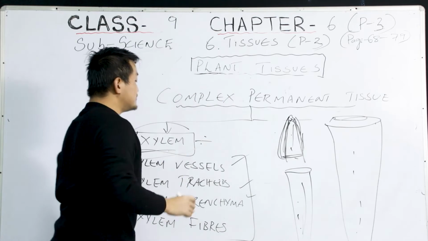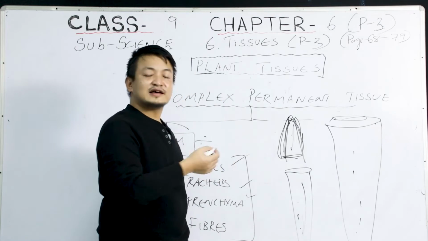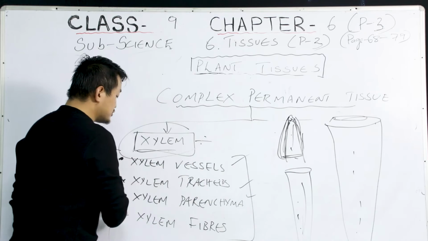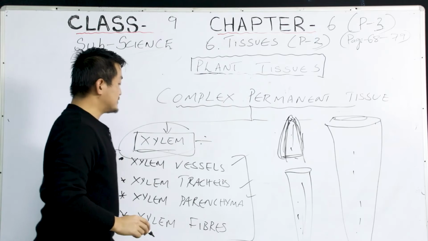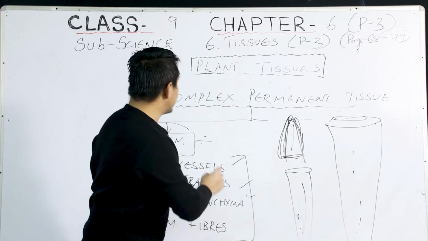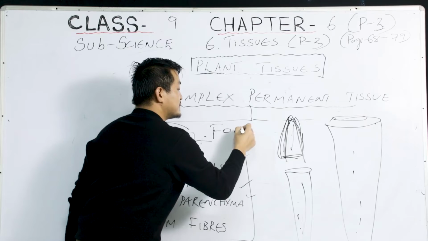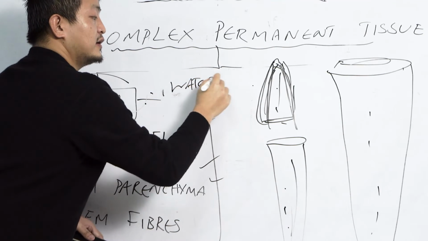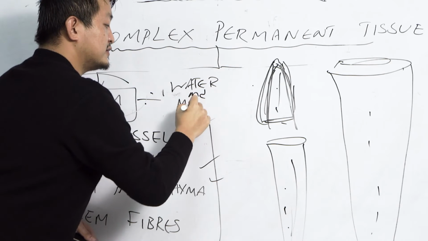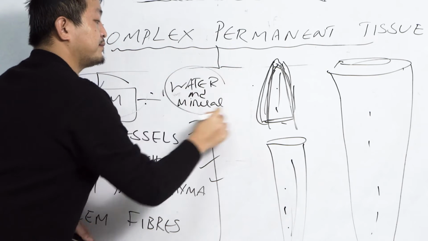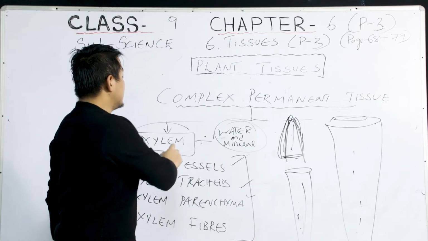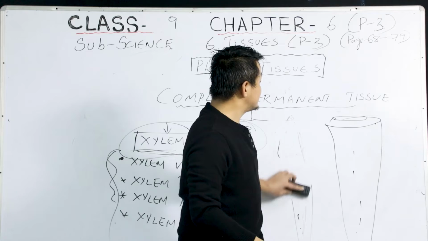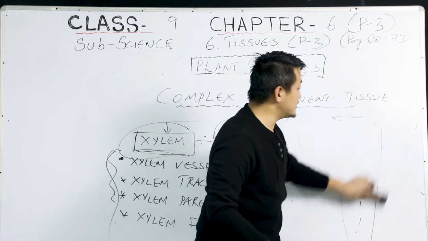They can be dead cells or living cells. I'm sure you'll keep all this in mind about xylem. The main thing you have to know is water and minerals. It helps in the transportation of water and minerals. Now let's discuss the phloem.